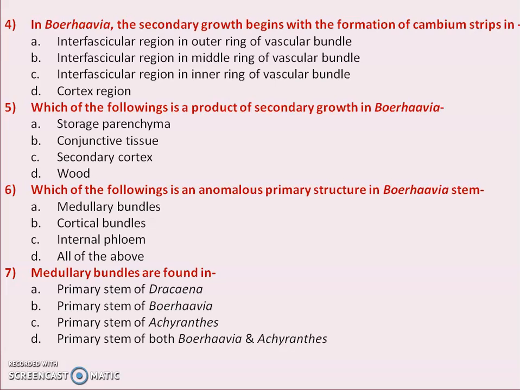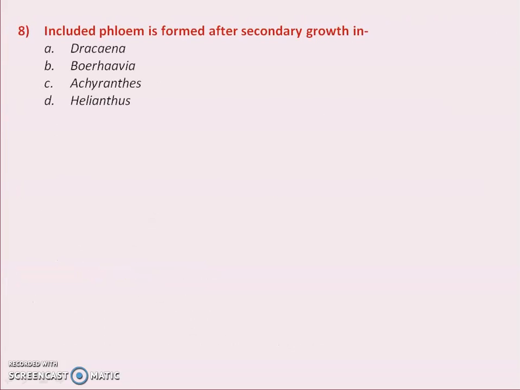Medullary bundles are found in primary stem of Dracaena, primary stem of Boerhavia, primary stem of Amaranthus, or primary stem of both Boerhavia and Amaranthus. Eighth question: included phloem is formed after secondary growth in Dracaena, Boerhavia, Amaranthus, or Helianthus.